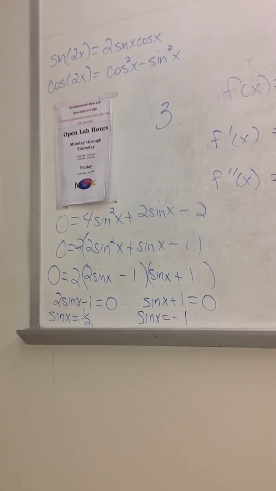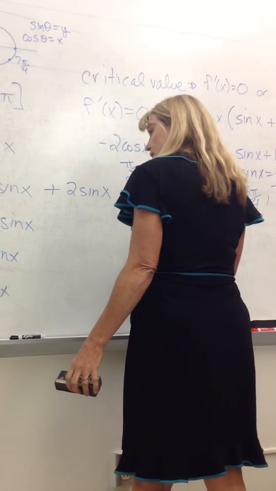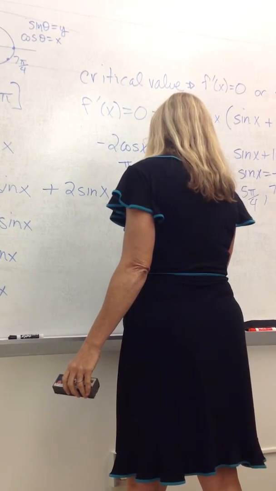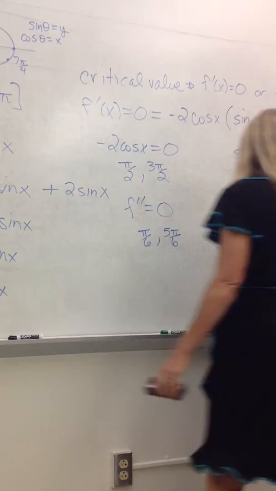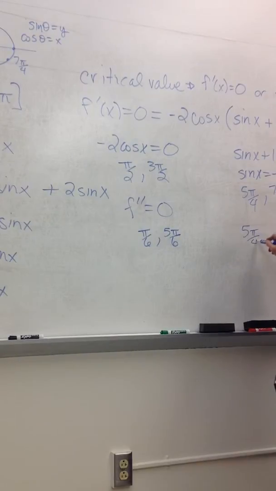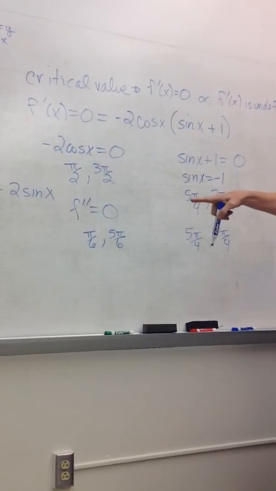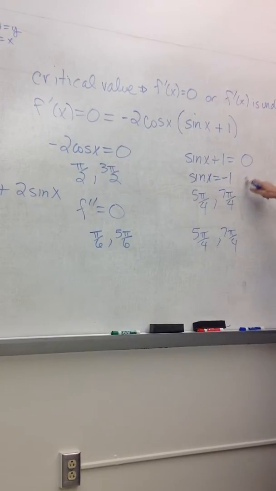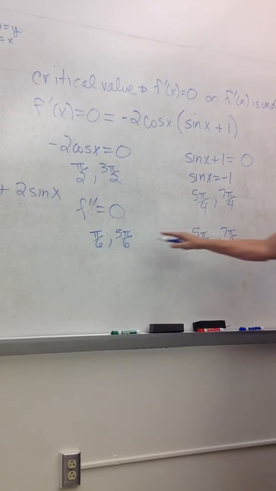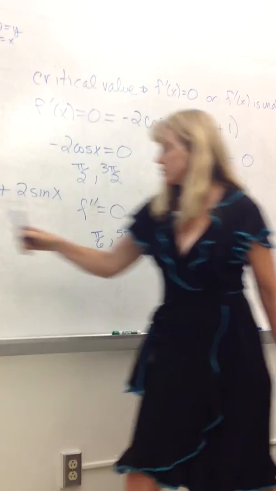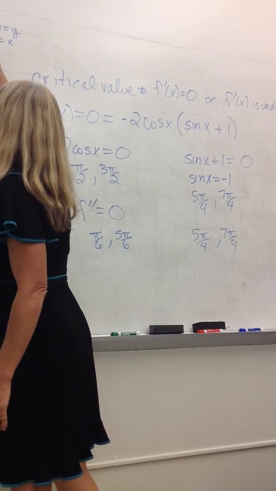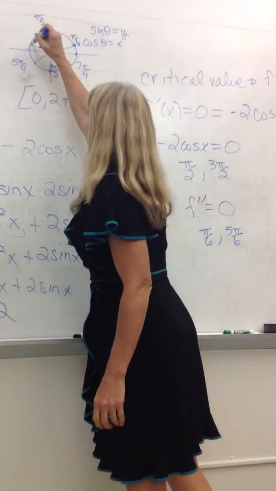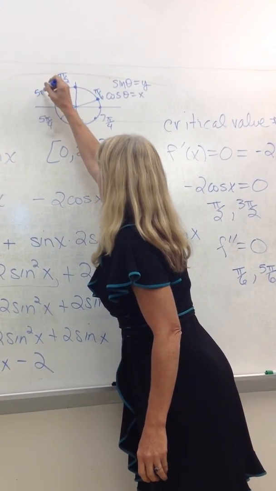So f double prime equaling 0 is going to give me pi over 6 and 5 pi over 6, and then we're still going to have 5 pi over 4 and 7 pi over 4, because the solutions to that second factor are going to match these. These are from sine of x equal to a half. Sine is positive 1/2 at 30 degrees, which is pi over 6, or at 150 degrees, which is 5 pi over 6.